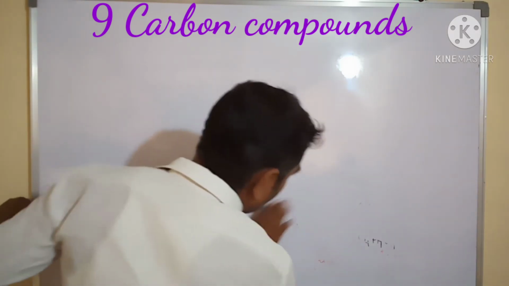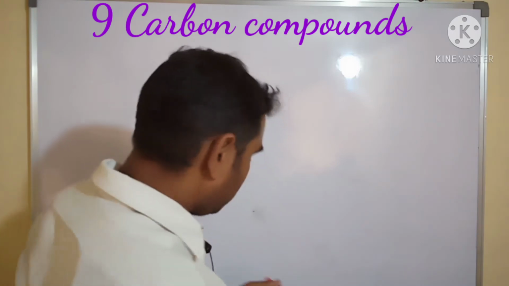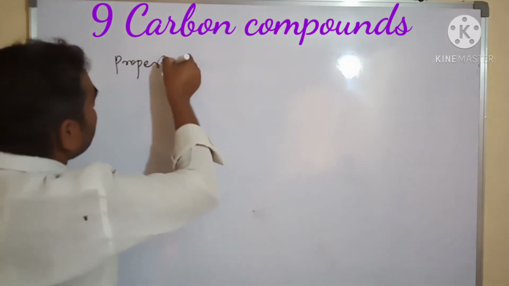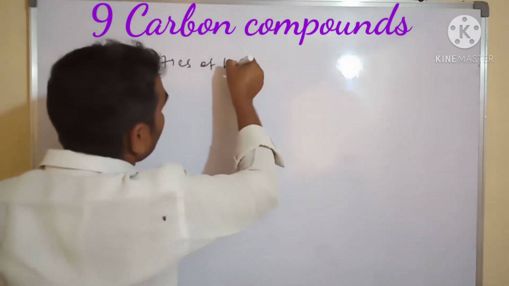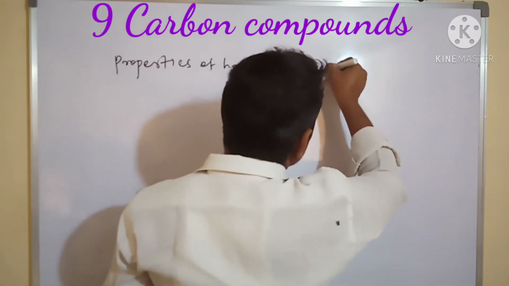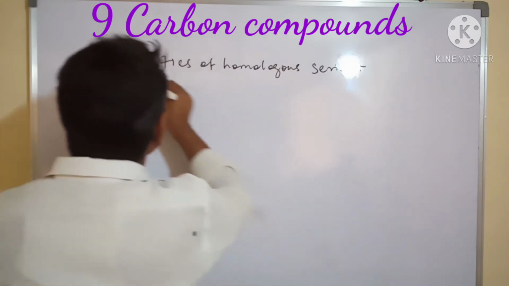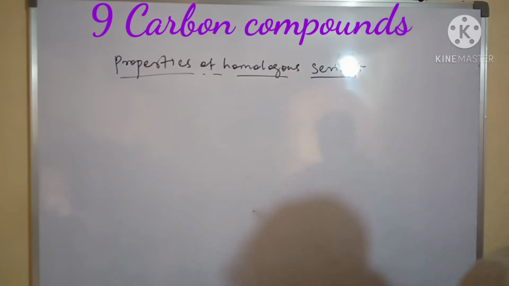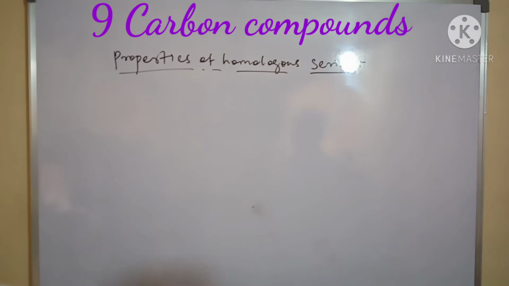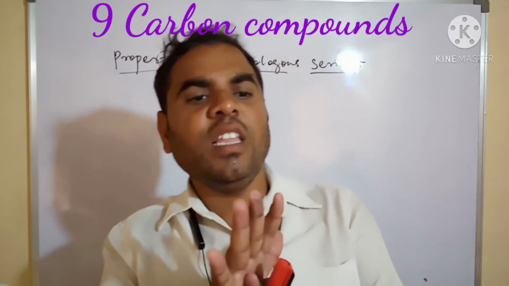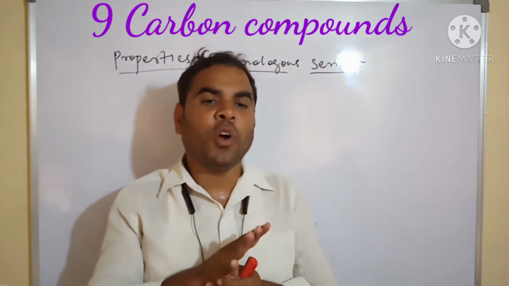Okay. Properties of homologous series. We have to learn the properties of homologous series. You have to write 4 properties, which are the main important ones.